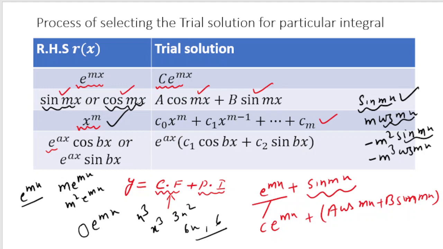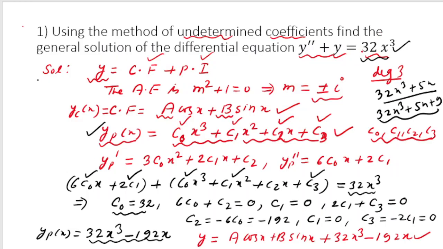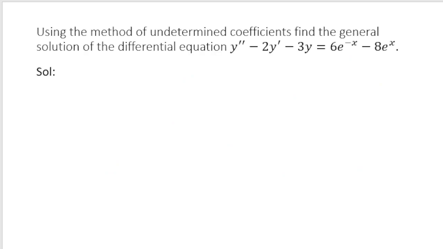Once we get this trial solution, since we had a degree 3 polynomial, I wrote a general degree 3 polynomial: C0 x cube, C1 x square, C2 x and C3. Then taking this as a trial solution, I have to substitute it in the given differential equation, and by doing that we get the coefficients which were initially undetermined, and we have determined them, right? So this is the process. Okay, I think I managed in just one page.